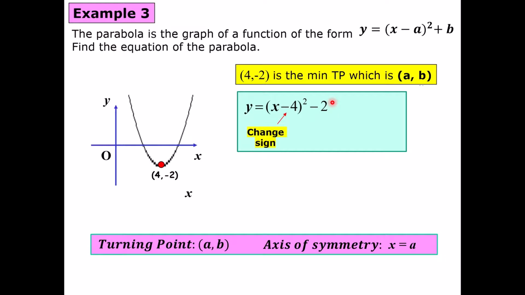So again, if you were working backwards, change the sign to get a, leave it alone to get b, and we can see that it is right enough. Our turning point 4, -2 is correct. And then to find the axis of symmetry, x equals 4 straight down the middle, which again is a. x equals a for the axis of symmetry.